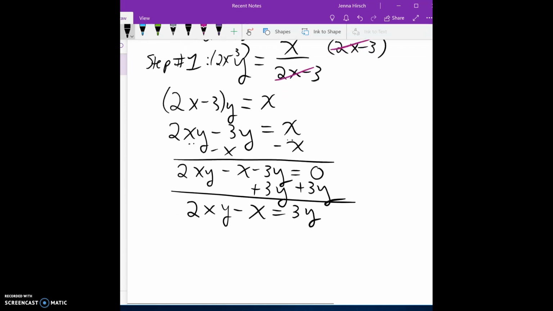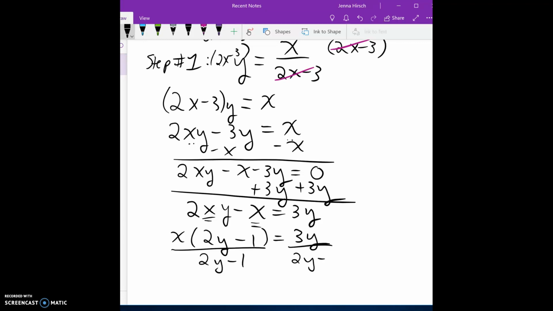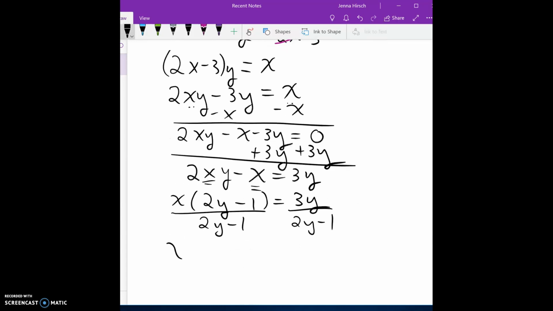Okay, again, moving forward or thinking ahead, we want to get x by itself. And notice I have an x here and I have an x here. Our magic that we're going to use to get that x by itself is factoring. So let's factor that x out. We end up with x times 2y minus 1 is equal to 3y. And to get x by itself, to undo that multiplication, we're going to divide both sides by 2y minus 1. And we end up with x is equal to 3y divided by 2y minus 1.